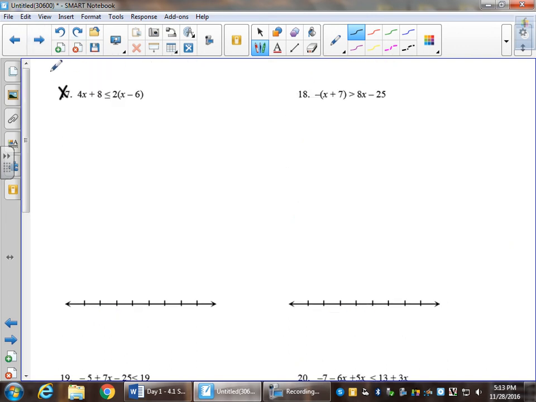This is 13. Let's get a line down our inequality sign. What are we going to do first? Let's leave 4x plus 8 alone for a second, less than or equal to. Sending in the 2, distribute 2. What would it become? 2x minus 12. Pause here, please, and finish.